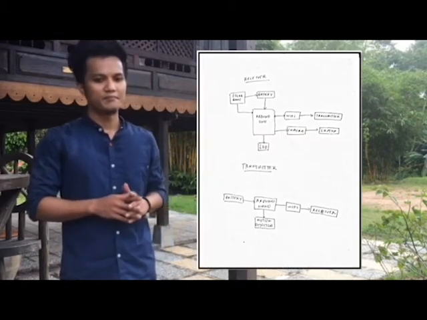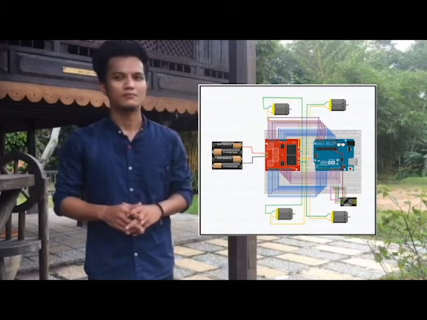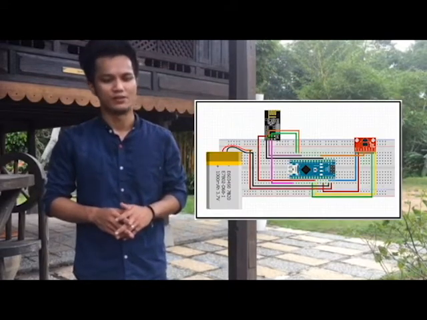As you can see, there are two diagrams that have been prepared, the CAD diagram and the schematic diagram of the receiver. Next. And here is the schematic diagram of the transmitter for this project.